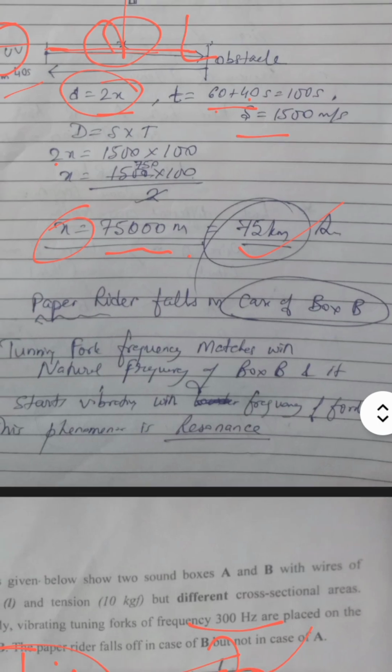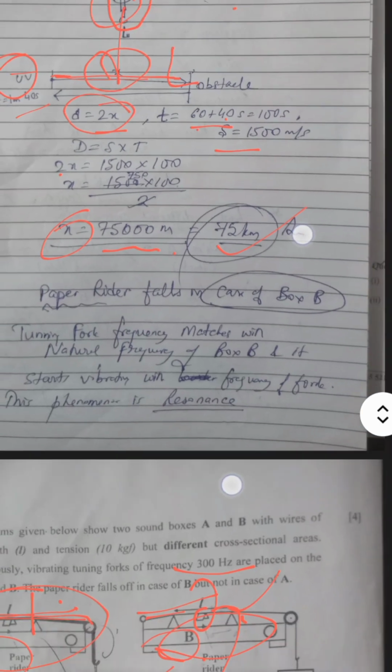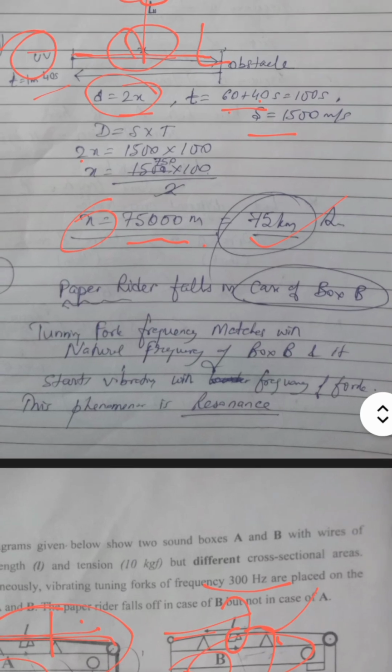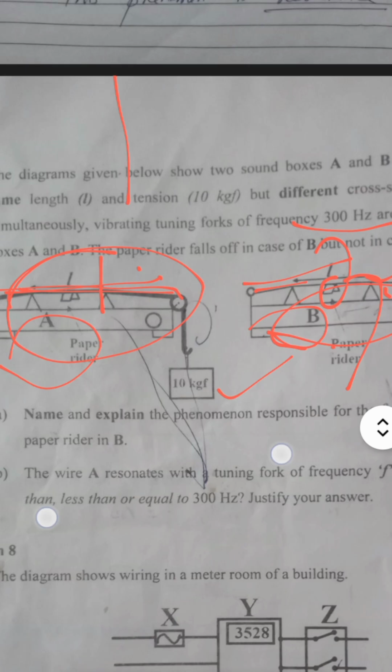A tuning fork whose frequency matches the natural frequency of box B starts vibrating with the frequency of the fork, equal to 300 Hz, and this phenomenon is resonance. You have to now explain what is resonance. Now next question is B.